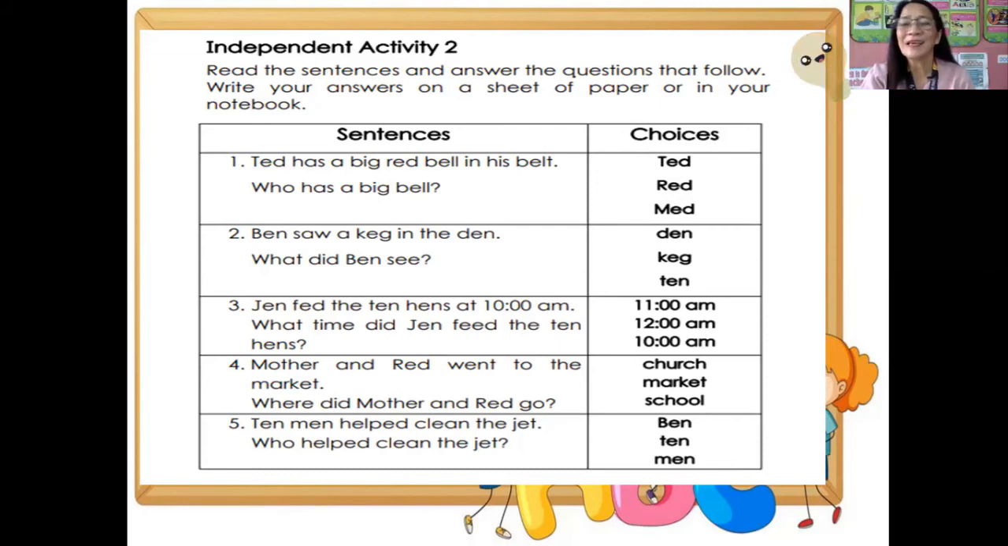Read the sentences carefully, answer the questions below, and choose the correct answer inside the box. For number 1, Ted has a big red bell in his belt. Who has a big bell? The answer is Ted. Continue answering up to number 5.